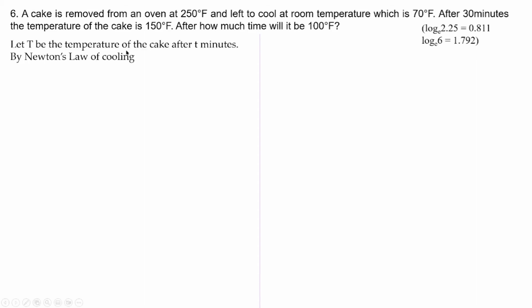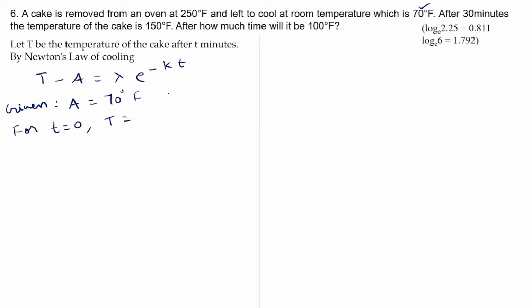So let us take, let T be the temperature of the cake after t minutes. By Newton's law of cooling, we have T minus A equal to lambda into e raised to minus kt. Given A equal to the surrounding temperature, 70 degree Fahrenheit. And then for time t equal to 0, the temperature is 250 degree Fahrenheit.